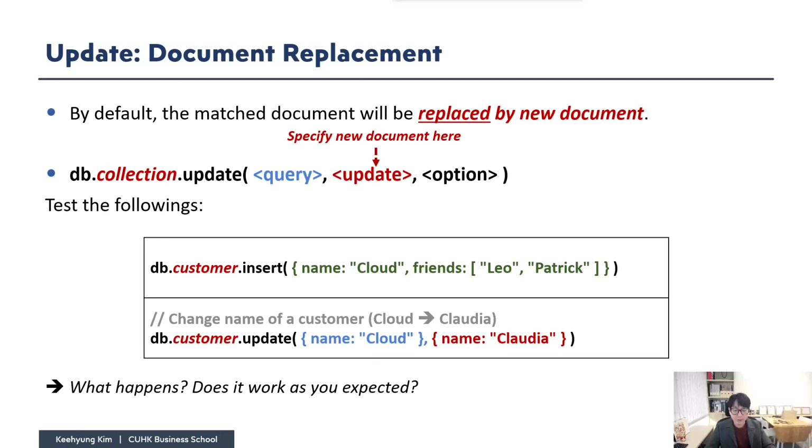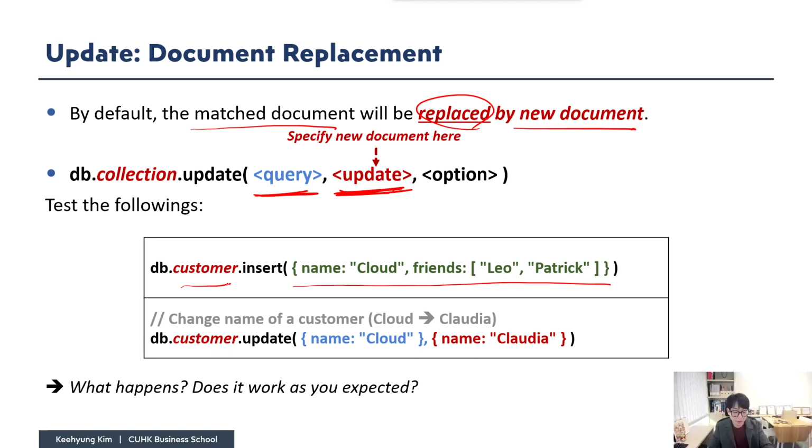So basically, when you use the update function in MongoDB, it will replace the original document with a new document. So it does a document replacement. By default, the matched document will be replaced by the new document you specify. Where do you specify the new document? Here. So the document from the collection that matches your query will be updated into the one you specify. You can try this. You can add this document into the customer collection.